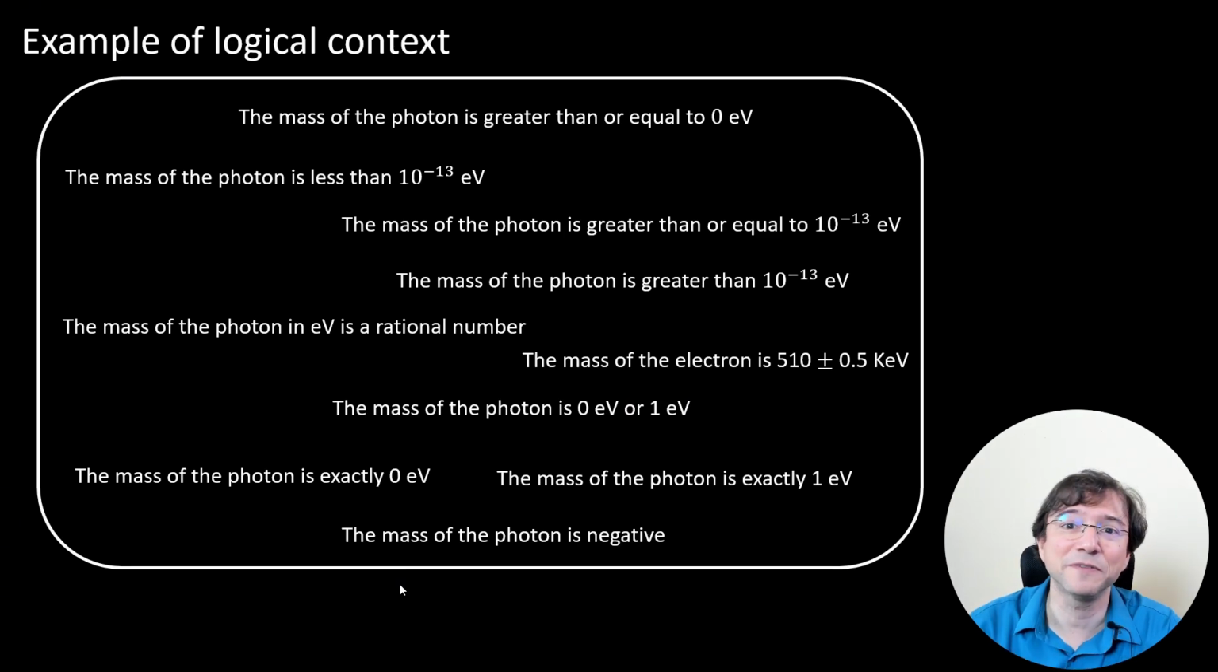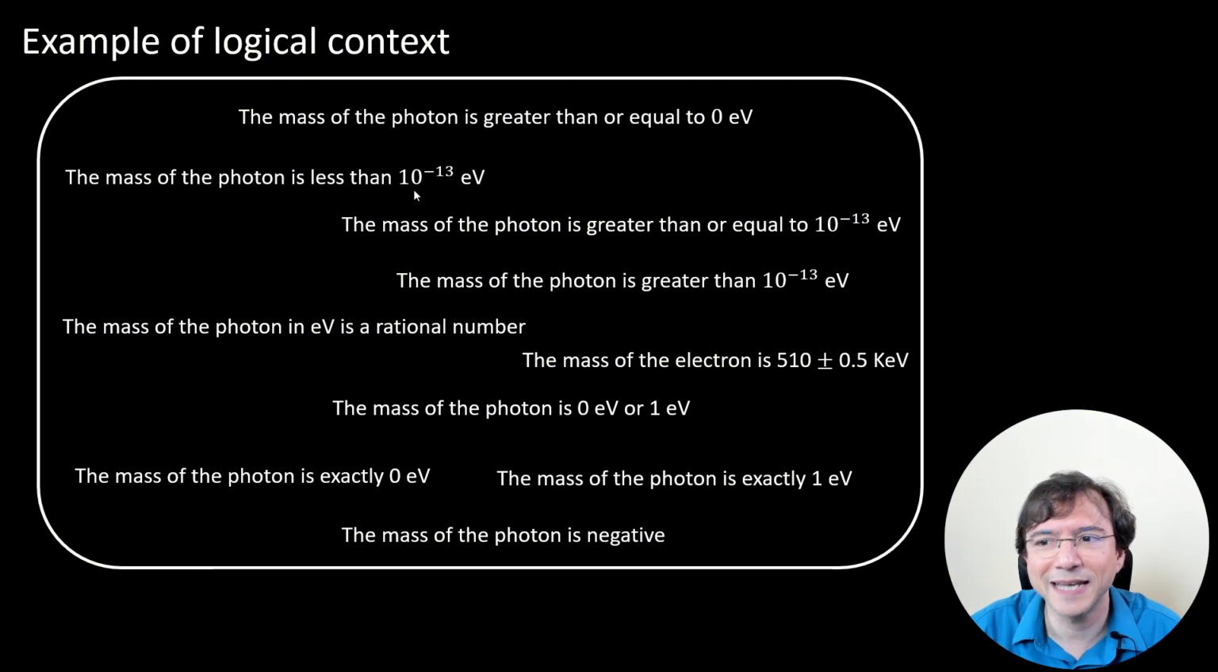And these are the type of statements that we're going to have in a logical context, just to make it concrete. So let's say we're talking about particles because we're talking about physics. This is going to be a bag of statements about, for example, the mass value of the particle. So the mass of the photon is greater than or equal to 0 electron volt. This would be a statement. The mass of the photon is negative. That's another statement. Again, a statement doesn't have to be true or false. They just exist as statements. And then you say this statement is true, this statement is false, and so on.